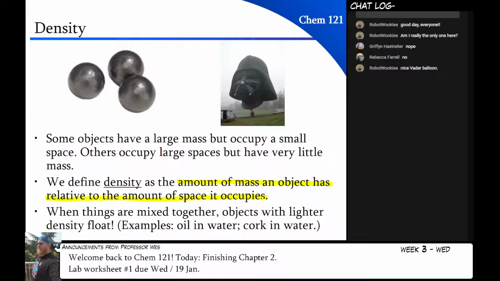Now, if you mix things together, and those objects that you have mixed have different densities, and the objects themselves will not form a solution, that is, they separate into their own constituent substances, like oil plus water, then the objects with the lighter density, or the lower density, rise to the top. And objects with the higher density sink to the bottom. This is why when you drop metal into water, the metal just sinks all the way to the bottom. But if you drop plastic into water, it tends to float on the top.